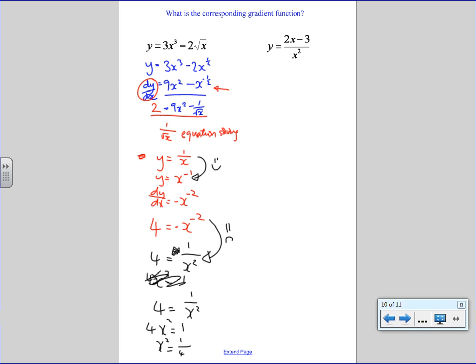I don't understand why, if you give a student 1 over x squared, they say, well, that's x to the minus 2. But if you give a student x to the minus 2, they have no idea that that's 1 over x squared. It doesn't make sense to me that the brain can know that and not know that. But, yeah, it is a really good point.